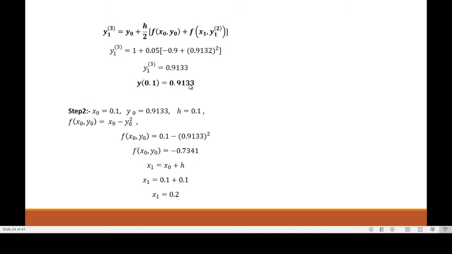Okay, so in step 2, we consider this as an initial value. We are going to calculate y at x is equal to 0.2. Since the step size is given, we have to calculate in 2 stages. That is, x naught is 0.1 and y naught is 0.9133. So h is 0.1. We know that f of x naught comma y naught is x naught minus y naught square. Therefore this value is minus 0.77341. So x1 is x naught plus h. Here x naught is 0.1, h is 0.1, that is 0.2.